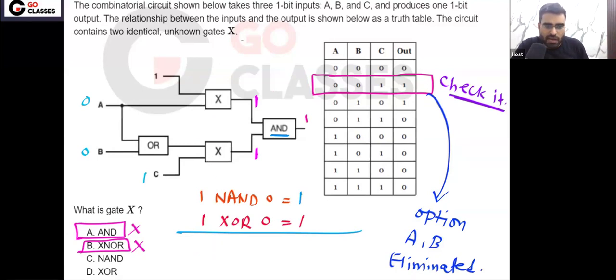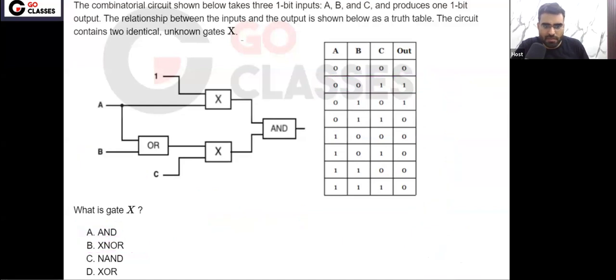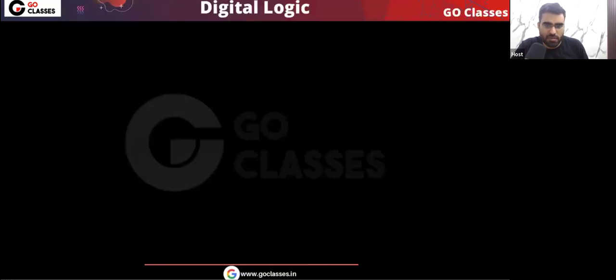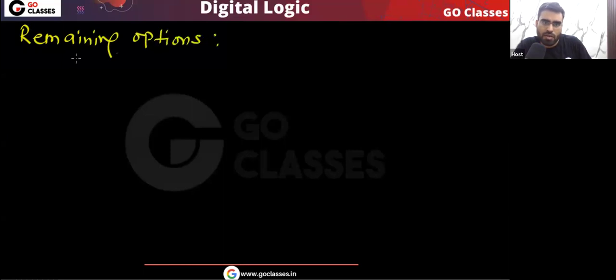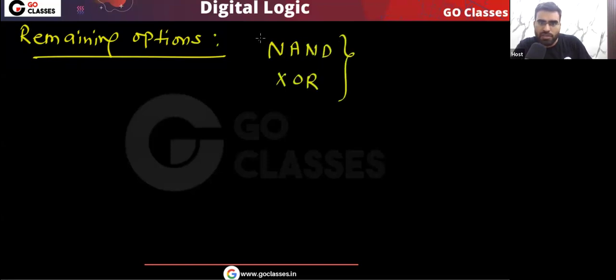Now, one thing I want to ask you. Two options are remaining. Now tell me something clever. The remaining options are NAND and XOR. What will differentiate them? Can anyone tell me which type of inputs will differentiate NAND and XOR? Very simple.